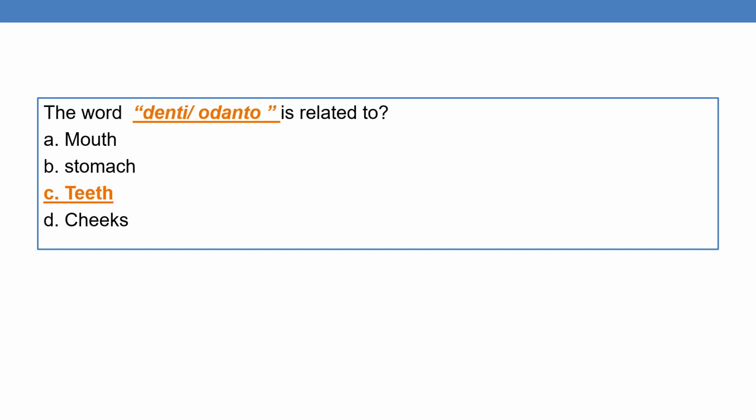The word denti or odonto is related to teeth.